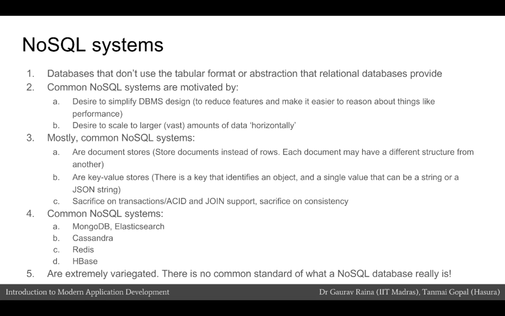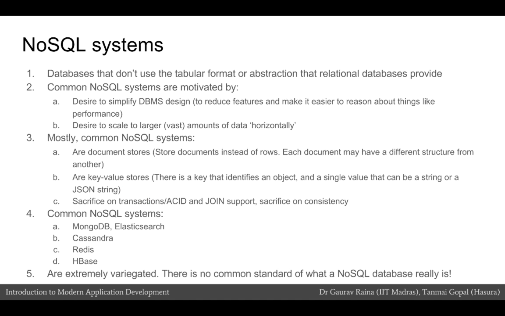The other kind of common NoSQL system is a key value store. You can think of key value stores as tables that have just two columns, a key and a value. Key value stores are very useful for caching-like applications, and Redis is one of the best examples of a key value NoSQL system. Most NoSQL systems sacrifice on support for transactions, ACID, and joins.